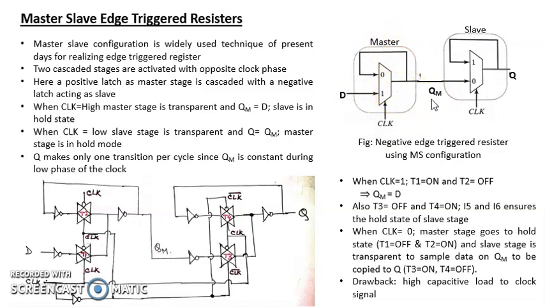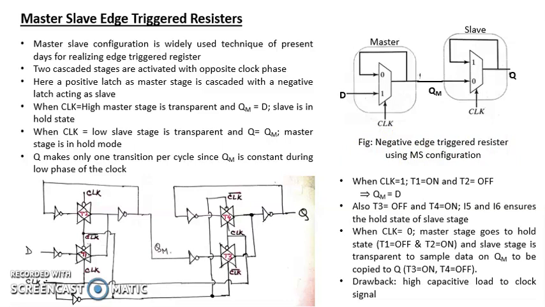Since Qm is constant, we can say Q makes only one transition per cycle, so it is concluded that the value of Q is the value of the input D just before the falling edge of the clock, and hence this is called a negative edge triggered register.